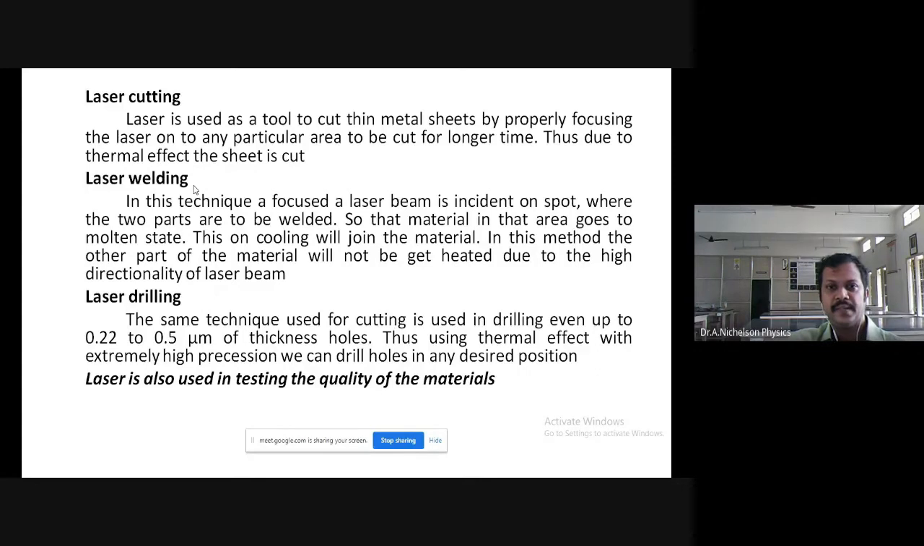And laser welding. Welding is used to weld more than one material. Two materials can be joined together, and at the joining portion, you can focus the laser and make the two materials melt and join together. So that is what happens in welding.